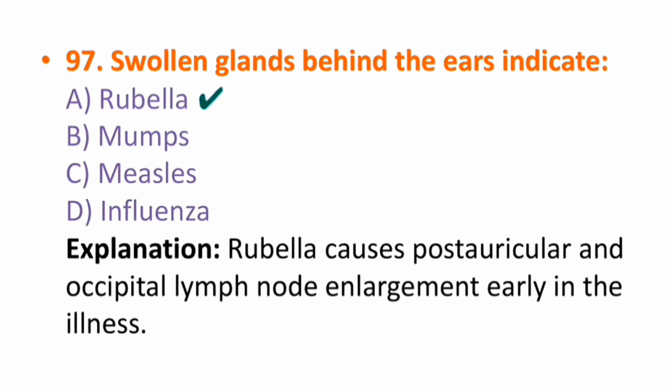Swollen glands behind the ear indicate option A, rubella; option B, mumps; option C, measles; option D, influenza. The correct answer is option A, rubella. Rubella causes post-auricular and occipital lymph node enlargement early in the illness. Swollen glands behind the ears indicate rubella.